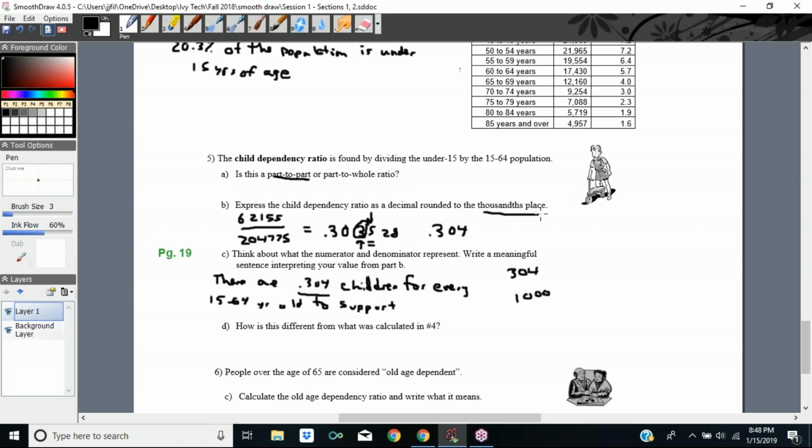And it says, how is this different than what was calculated in number 4? Well, number 4 was a part to whole, right? It was a percent. We could do a percent. On this one, we can't do a percent. This one is just talking about the ratio of children to workers.